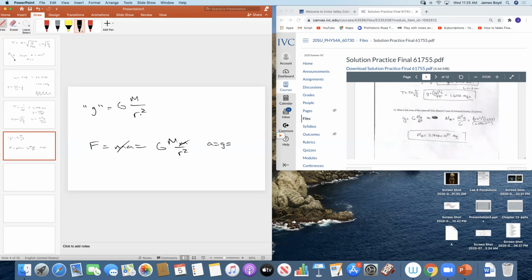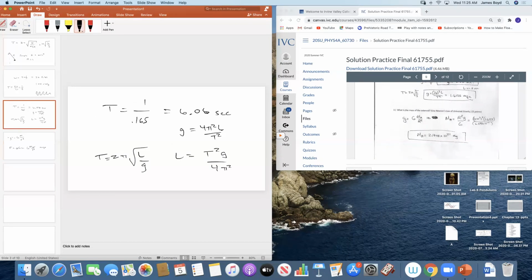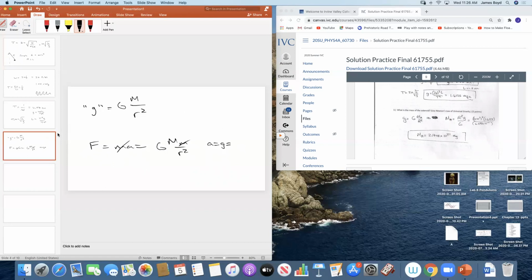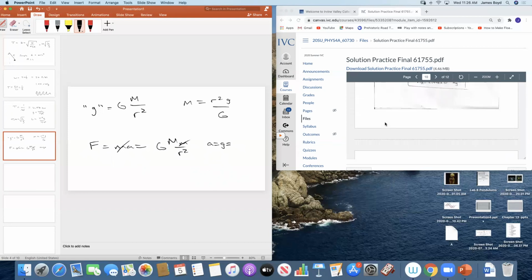We were told the mass of the asteroid, we were told the length and the period basically from the frequency. So we could have gotten g, and then if we wanted the mass of the asteroid, that's r squared times little g over big G. And that's all done here, so I'm not going to run through those. But essentially, that's about the most you can do with a pendulum.